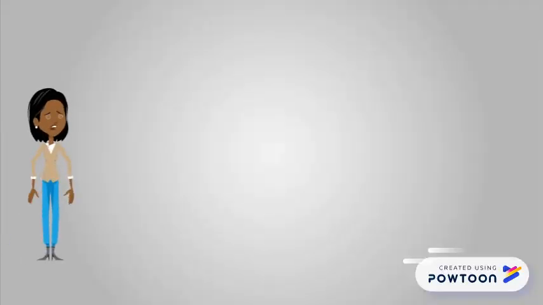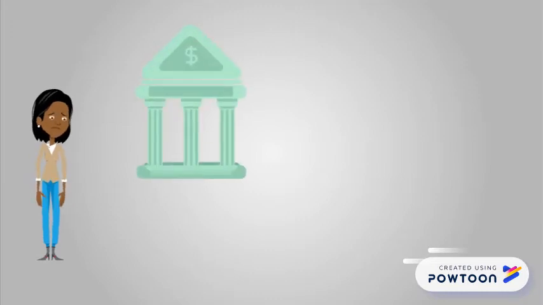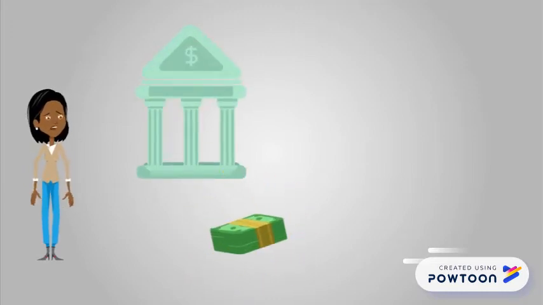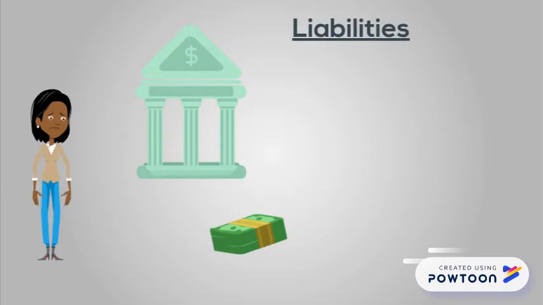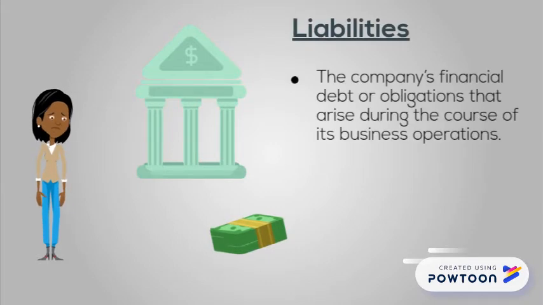But soon, Asanda realizes she needs many more assets than what she can afford. So she decides to go to the bank and request a loan of 60,000 Rand. Loans are part of the liabilities that a company can contain. A liability is the company's financial debt or obligations that arise during the course of its business operations.